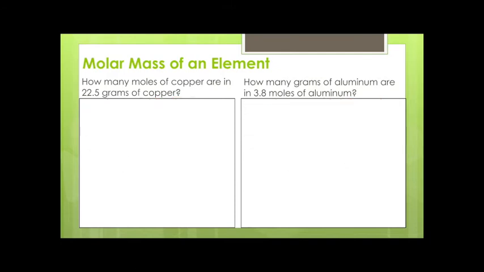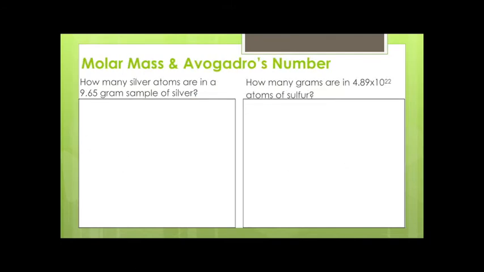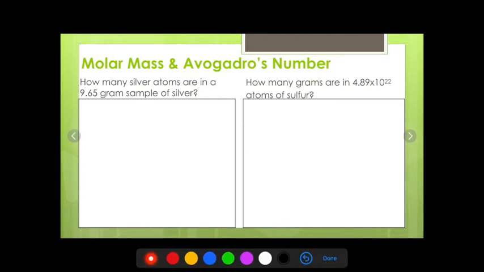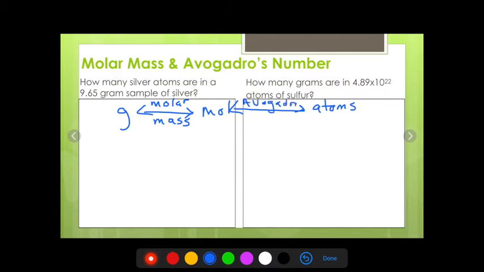Okay, now let's put these two conversion factors together. So we can go from grams of an element to atoms of an element, but we have to use both of the conversion factors. So I like to write this right here. Grams to moles using molar mass, and then we can go moles to atoms using Avogadro's number. So it's kind of helpful. Okay, we can't go straight from grams to atoms. It's not how it works. We have to go through moles. And same way, we can't go straight from atoms to grams. We have to go through moles.